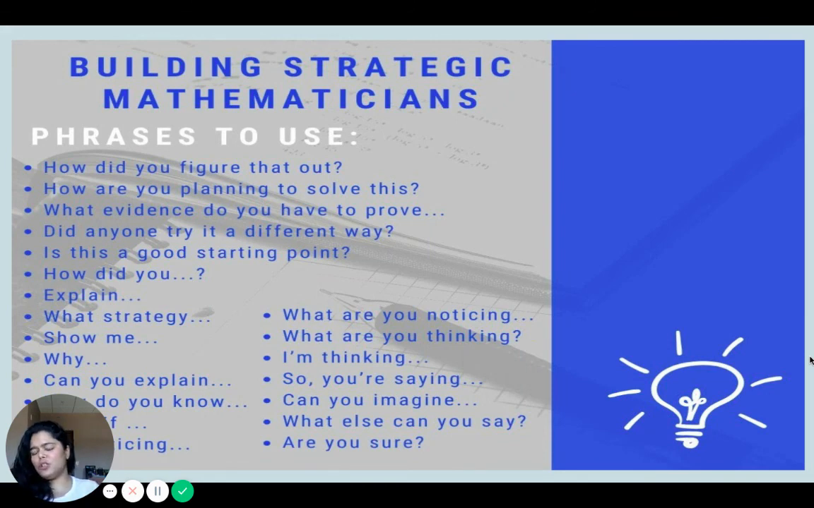What strategy did you use to build this building? Why did you put 5 blocks on top of each other? Or why did you use 5 red blocks instead of green blocks? Can you explain to me? How do you know? What are you noticing? What are you thinking? I am thinking. So you're saying, can you imagine? What else can you say? Are you sure?